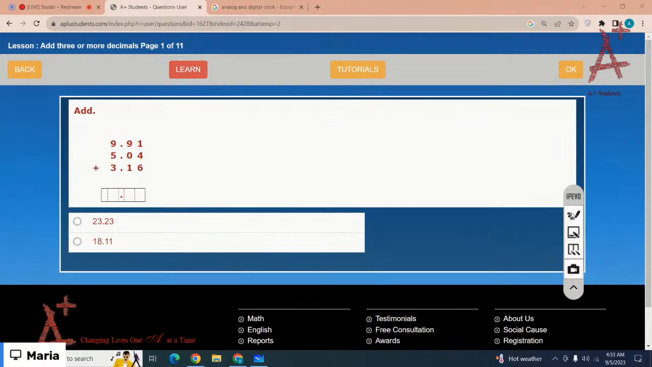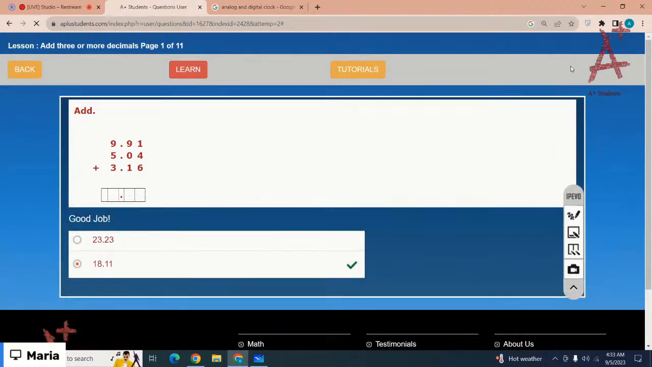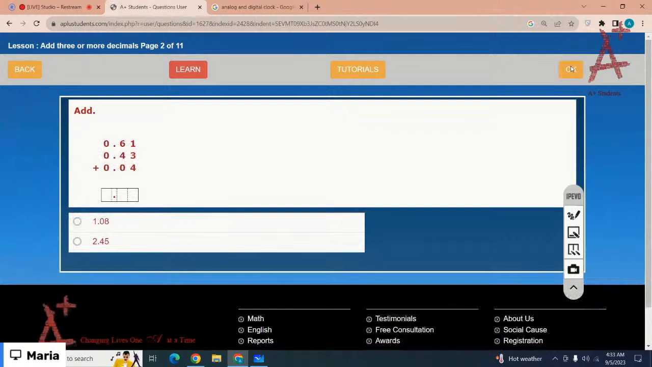You simply have to add or subtract them like you do with simple numbers. You just have to take care of the decimal point, right? Where you have to put it. That is the important thing when you are adding or subtracting decimals, right?